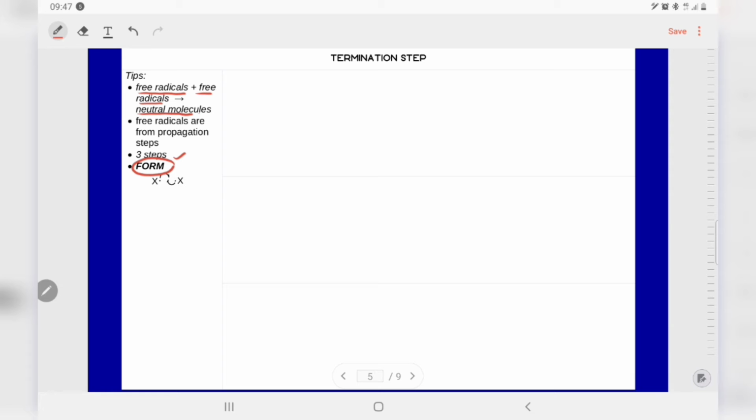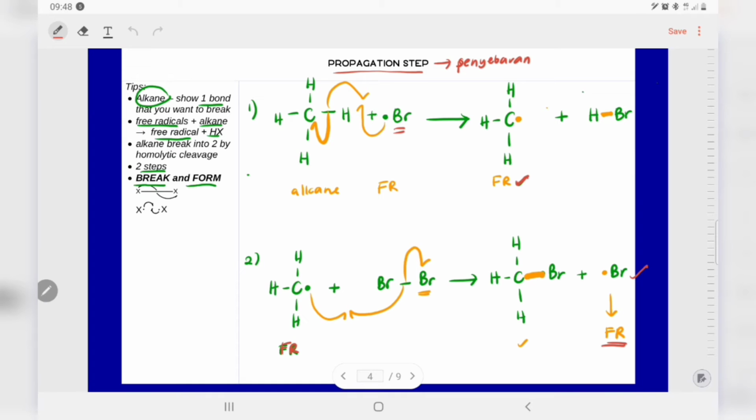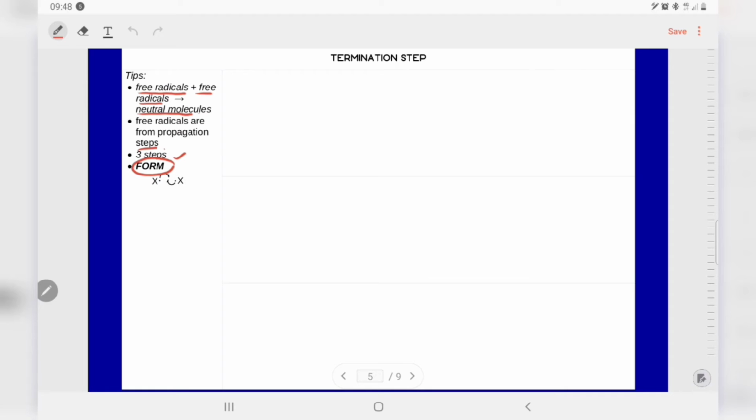So the free radicals are from the propagation step. So kita tengok dekat propagation step kita ada 2 jenis free radical. Okay, sekarang ni saya label free radical ini sebagai free radical A. Dan kita ada yang kedua jenis free radical ialah free radical B. Okey, jadi dekat sini kita ada dua jenis free radical. So, dekat termination step kita ada 3 step. Yang pertama sekali kita akan form bond between free radical A dan free radical A, dan free radical B dan free radical B. Yang ketiga, combination of free radicals ialah A dan B.